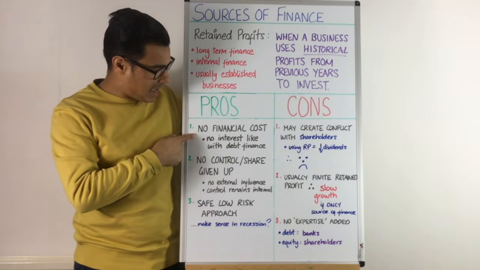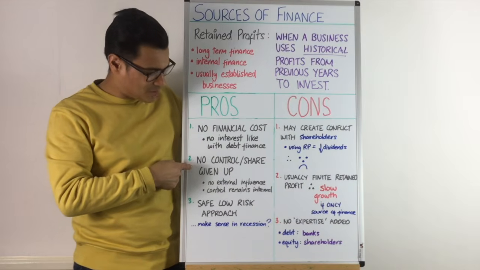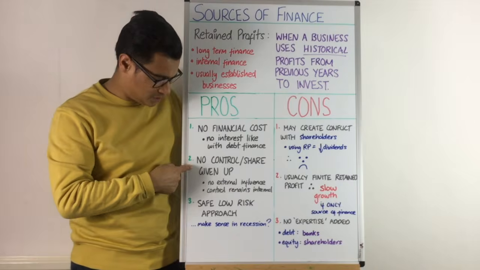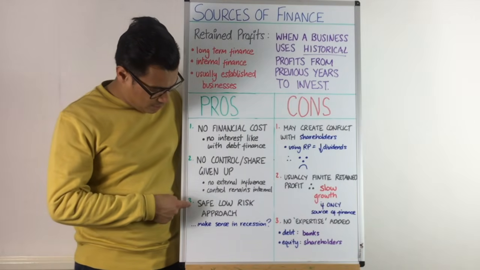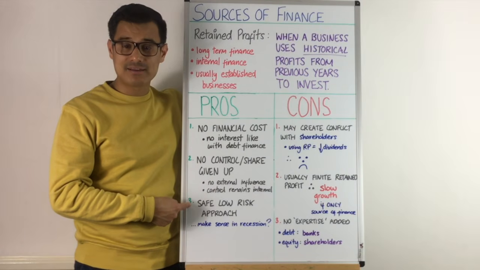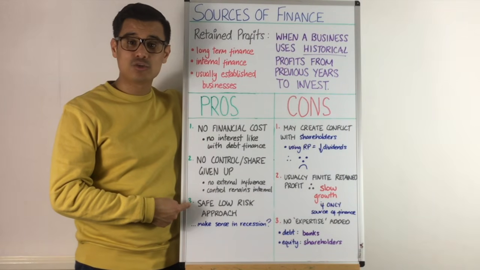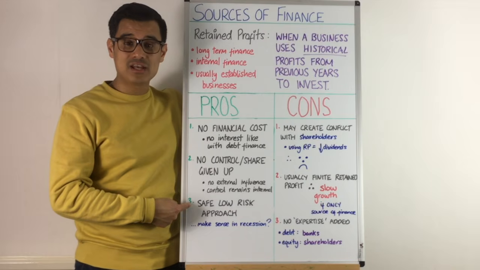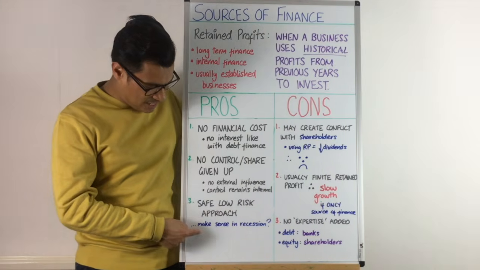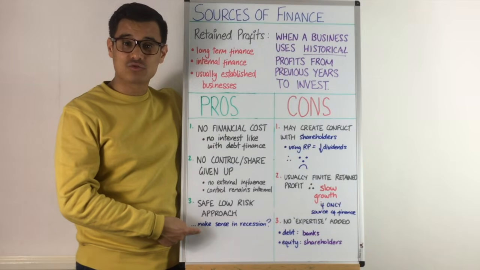So it beats the debt angle because of no financial cost, and it beats the equity angle because you're not giving up control in your business. And that's why for number 3, it's seen as a safe, low-risk approach to expanding and investing in your business, because you're not giving up any equity and you are not having to pay off any interest on that debt. So maybe it makes sense in recessions.